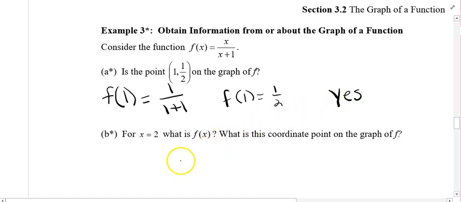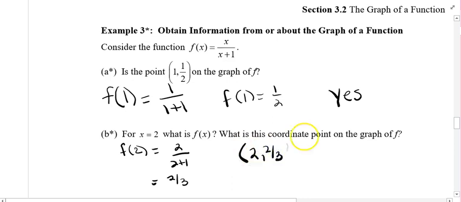All right, for x equals 2, what is f of 2? What is the coordinate? So now all we're being asked to do is take that 2 and plug it in. So f of 2 is equal to 2 over 2 plus 1. So that's going to be 2/3. So what is the coordinate? The coordinate then is going to be (2, 2/3).